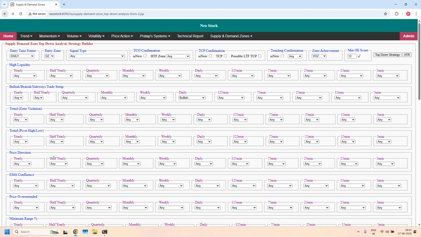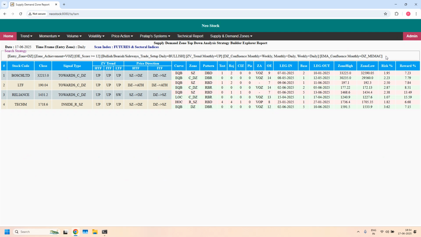So for that I am going back. In the EMA confluence at monthly time frame, I am checking monthly demand zone having monthly EMA or not. At the same time, trend on the monthly should not be sideways. It should be uptrend because it is a bullish trade setup. Let's filter. We got 4 stocks. That way, these 4 daily demand zones are having strong institutional order flow. They might be having more higher probability to get success.